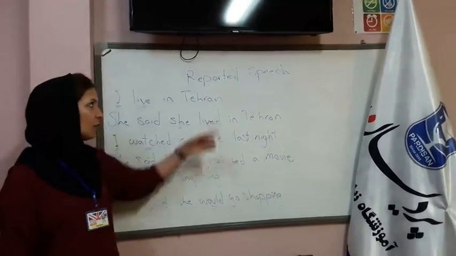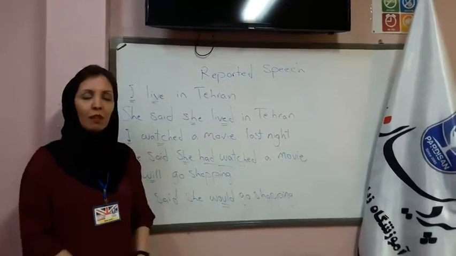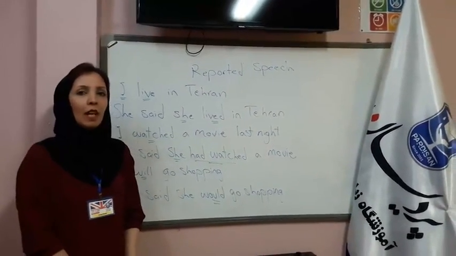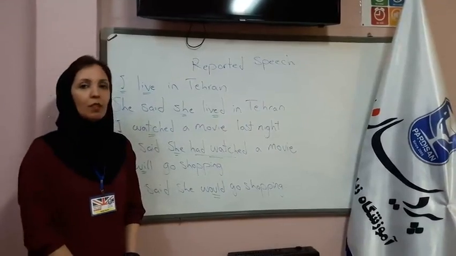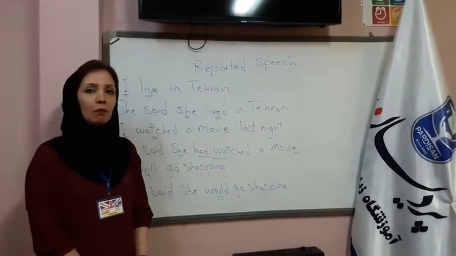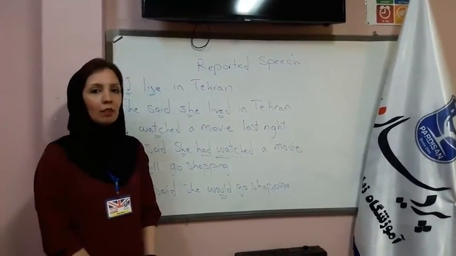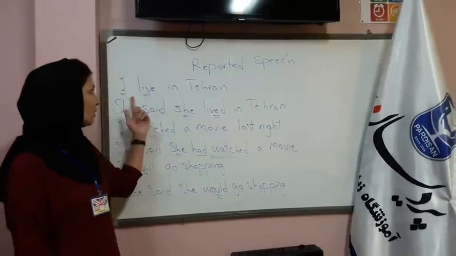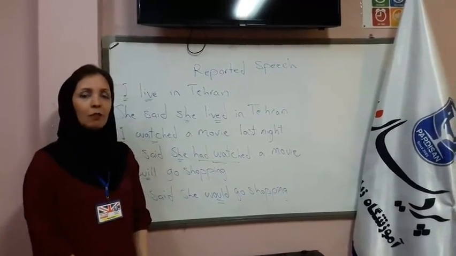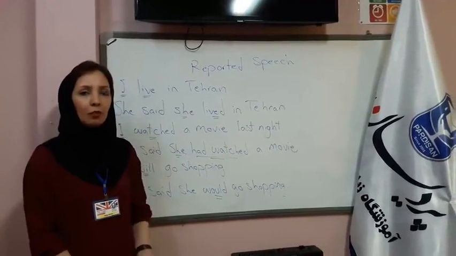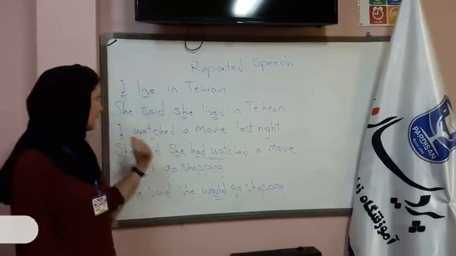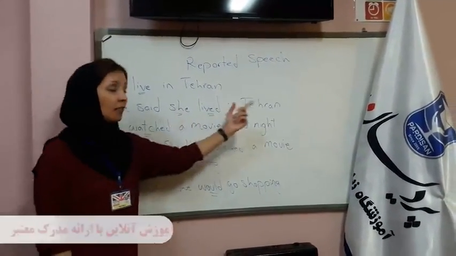As you know, this unit is about reported speech. What is reported speech? Actually, we use reported speech when we want to report what somebody else has told us. For example, imagine I tell you I live in Tehran. You want to say this sentence to your friend or to your mom. What do you say? You say, she said she lived in Tehran.